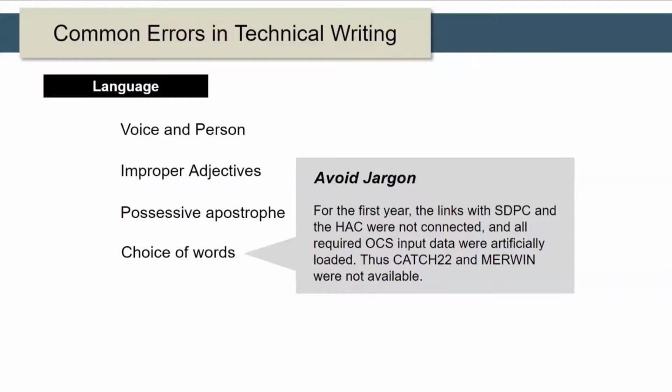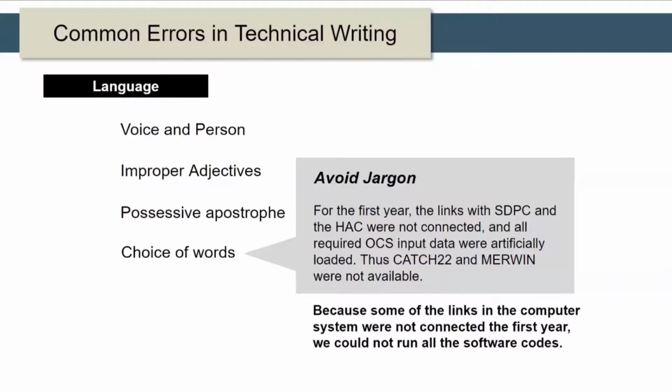So for example, for the first year, the links with SDPC and HSE were not connected and all required OCS input data were artificially loaded. Thus, Cache22 and Merwin were not available. A non-computer science, non-data science person may not understand what this is. So if you were writing this for a magazine, you would have rather written, because some of the links in the computer system were not connected in the first year, we could not run all the software codes.